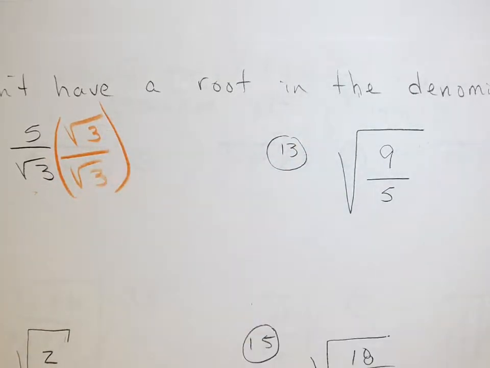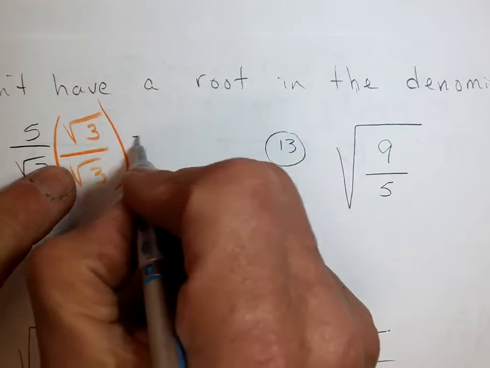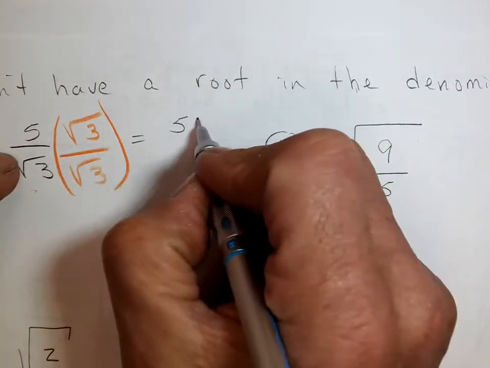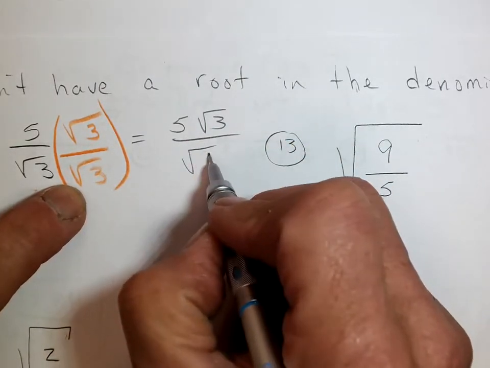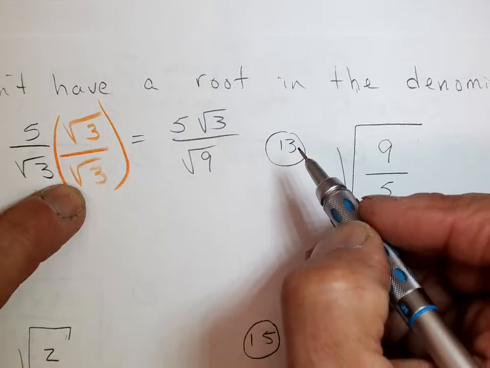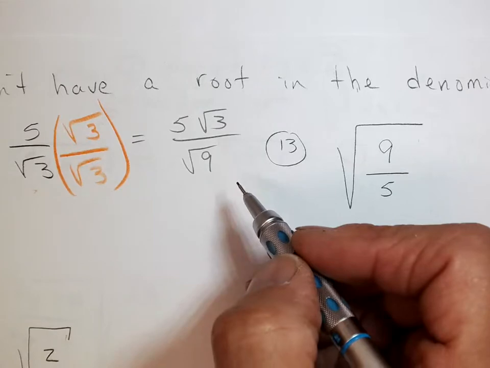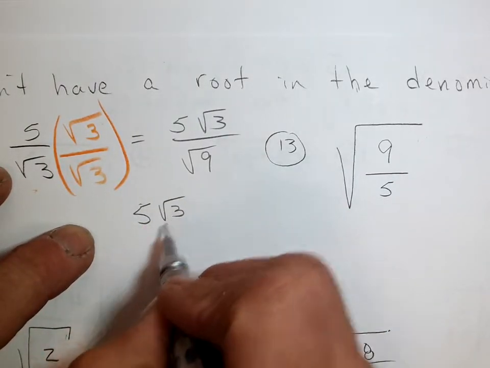Now, how's that going to help? Well, I don't know. Let's do a little bit of math, okay? Let's go ahead and multiply. We're going to get a 5 square root of 3 on the top. But on the bottom, we're going to get the square root of 9. And the square root of 9 is 3, isn't it? So then we get 5 square root of 3 over 3.